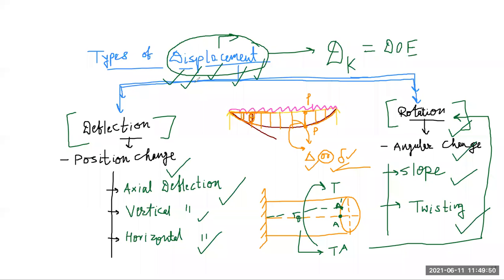I already know displacements may be due to deflection and displacement may be due to rotation. So at a particular joint, here is a frame, just observe here.